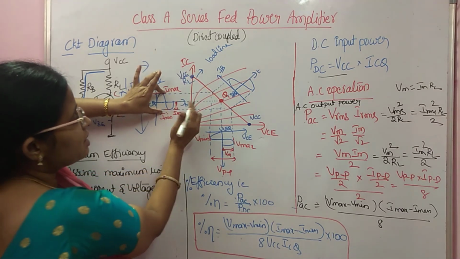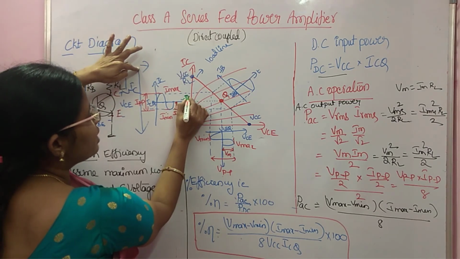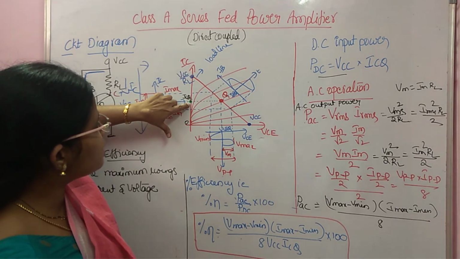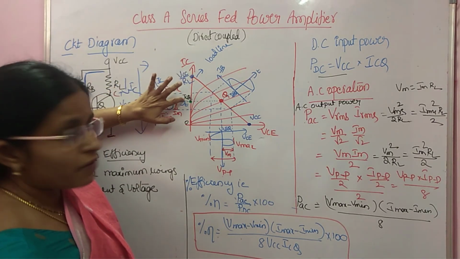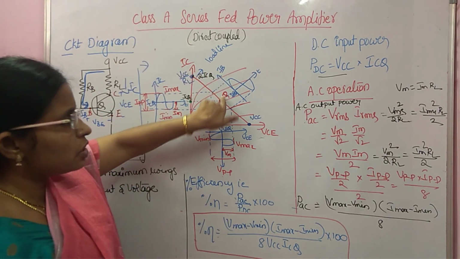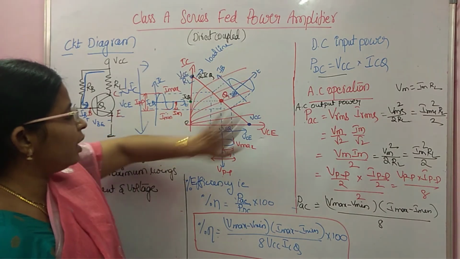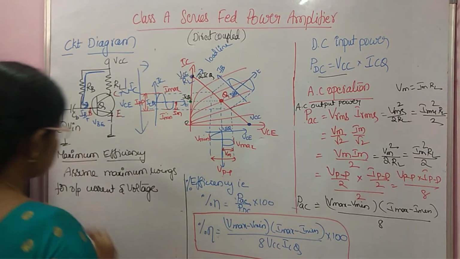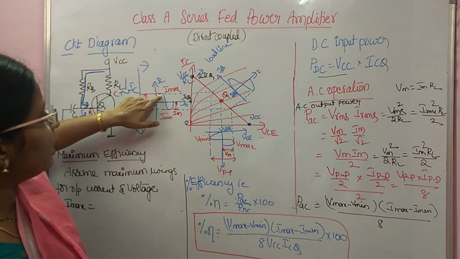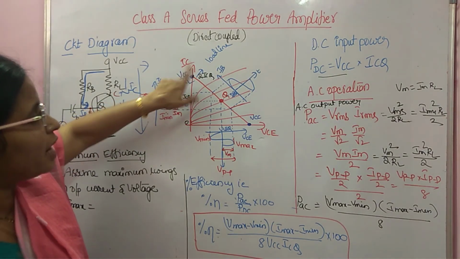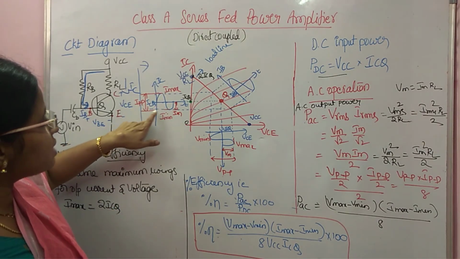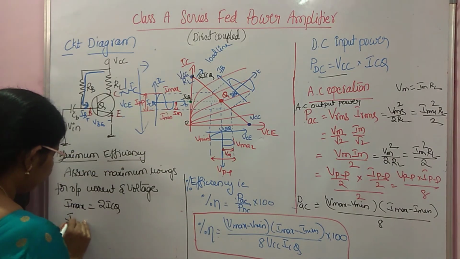Fine. What is the center value? The center value is nothing but ICQ. What is this value? 0. As the center is ICQ, this point is nothing but 2 ICQ, because your Q point is the middle of the DC load line. So for the output current, what is Imax? You can extend Imax up to 2 ICQ. And what is Imin? Imin is 0.